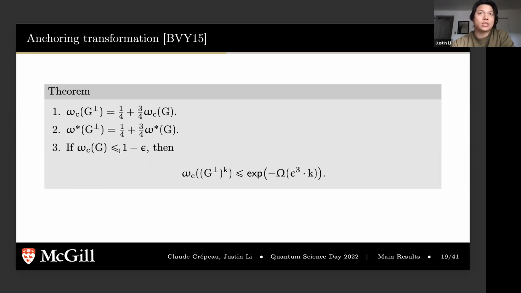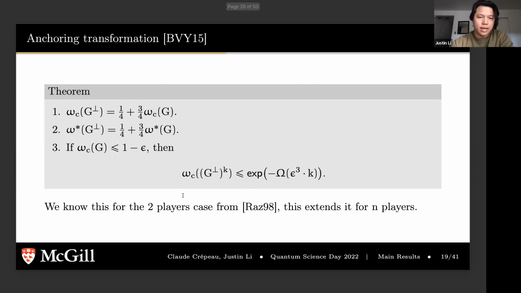And the more important thing is that if the classical value of the game was not 1, meaning that the players with classical resources cannot always win the game, then if we anchor the game and we also play it in the parallel repeated manner, meaning that we repeat the game k rounds or however many rounds, then we will see that the probability of them winning the entire thing is bounded. We know that it's still less than 1. And we already know this result from the Raz parallel repetition theorem, for the 2-player case, saying that when we repeat the game k rounds, the winning probability of the game is still less than 1. But with this anchoring transformation, we can actually extend this to the n-player case, which is what we want.